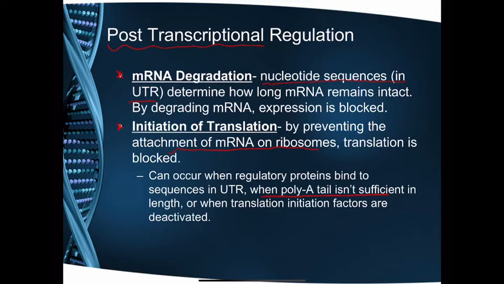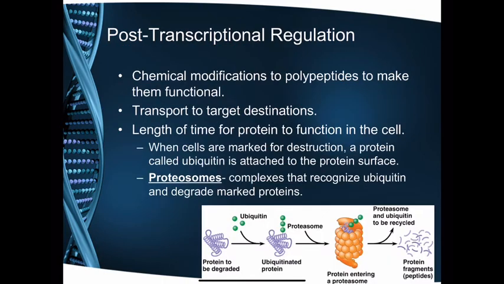And those translation initiation factors will be activated, and so then the mRNA, the regulatory proteins, the same thing here as the translation initiation factors, will be activated, and so then translation can proceed. Okay, so if we stop the mRNA by degrading it or block the initiation of translation, that's two ways that we can regulate gene expression.